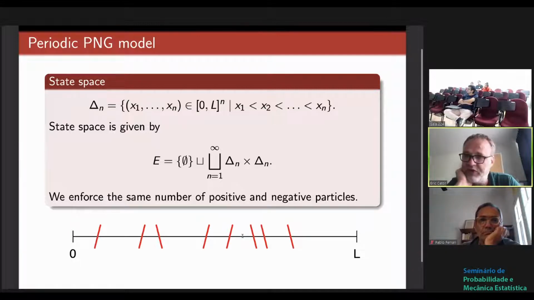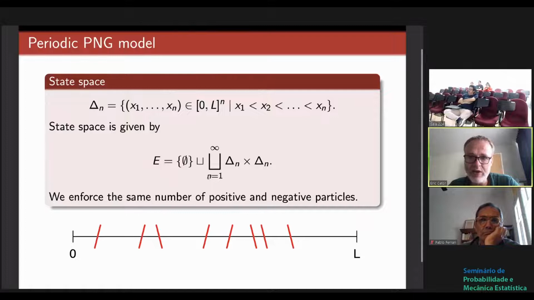And so we introduced the state space for this. It's not so complicated. If there are n positive and n negative particles, they have positions. So those are these x's. And of course, the negative ones also have positions, so you need another copy of this Delta n. So that's here, Delta n times Delta n. You take a union from n is 1 to infinity. And then it's also possible there's nothing. The empty configuration is also possible. So this is the state space of this process.